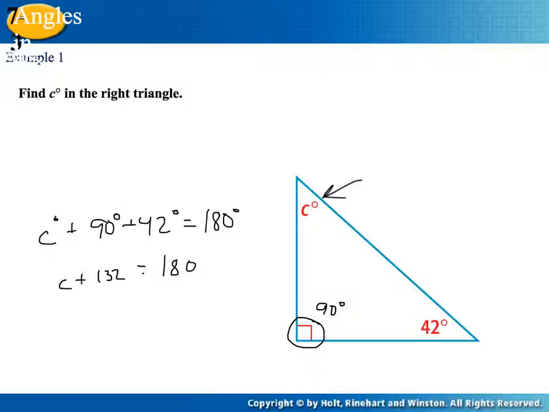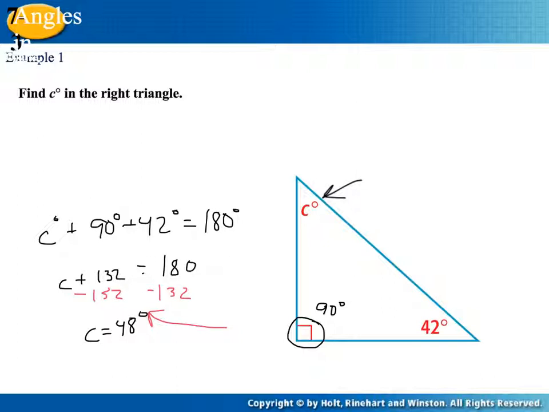How do you get rid of that 132? Well, you take that 132 and subtract it from 180. What do you get for your answer? C is equal to 48 degrees. That degree symbol, that is your label. That's like your percentage. That's like your feet, like your inches. That's your label.